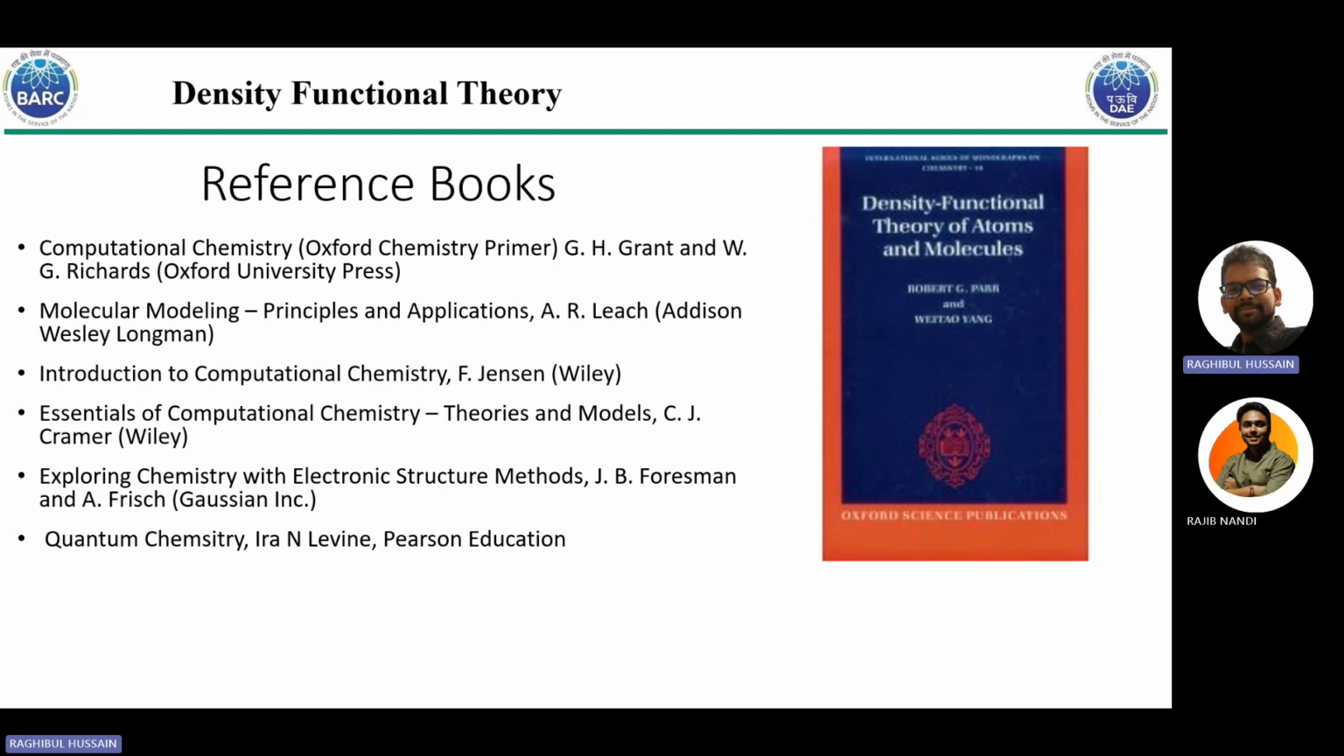This is also good, Cramer. Cramer tried to link the book to applications, basically molecular properties linked to chemical engineering properties, so that is good for chemical engineering. The Jensen book is very nice, though voluminous. Leach is also quite good, and there is Grant and Richards. So you can go through these reference books.